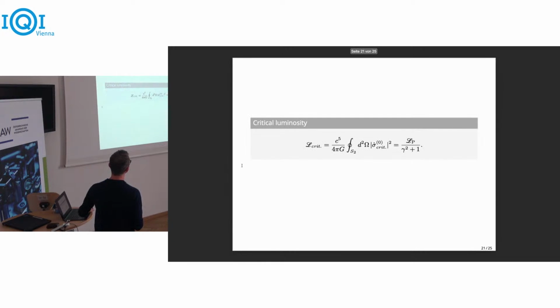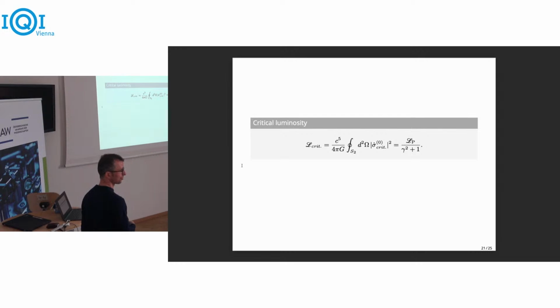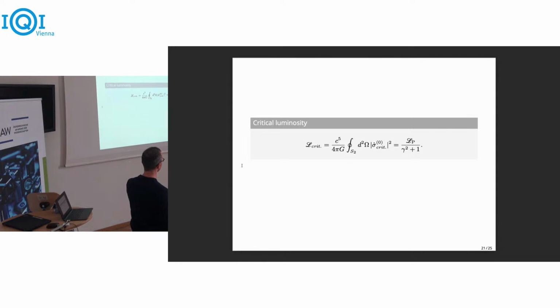And if you now ask, well, these shear degrees of freedom at null infinity, they encode the radiated power. So to what power does this correspond? Then it corresponds precisely to the Planck power. So the transition between the continuous series representations and the discrete series representations happens at the critical luminosity, which is of the order of the Planck power.